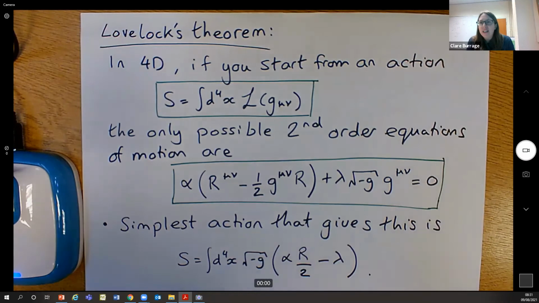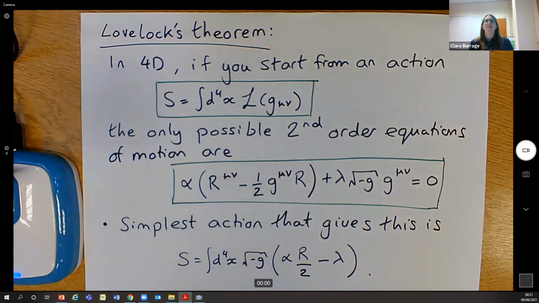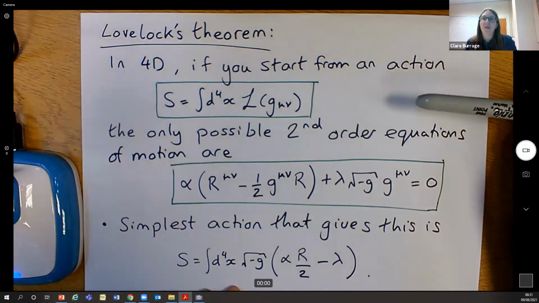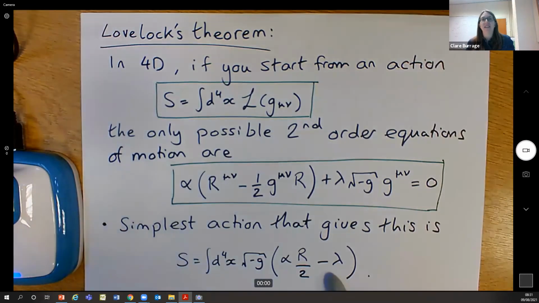So that's already super restrictive in terms of what we can do, right? Essentially, the only freedoms we have here are two constants. And you can ask, okay, if this is the only possible second order equation of motion I can get, what's the simplest action principle that gives me that? And you get this action here, which looks, as hopefully you'll notice, like the Einstein-Hilbert action minus something that will look very much like a cosmological constant.